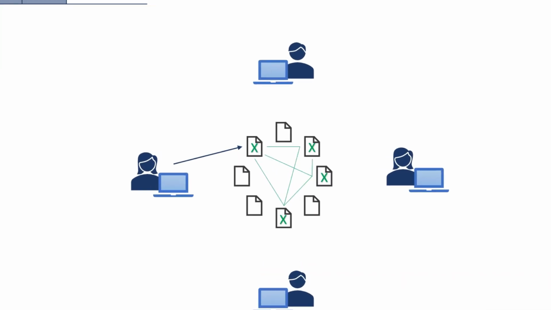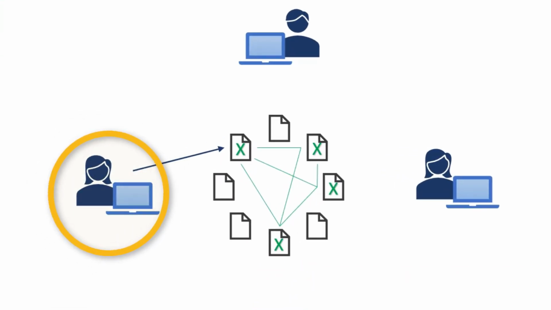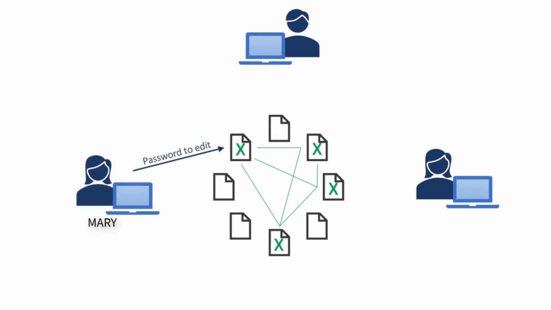So let's pretend this user, let's call her Mary, wants to use that Excel file. She's prompted to enter a password if she wants to edit the file, and when she enters the password, she gets access to that file, and the file should be locked for editing. So this is the behavior that we expect from Windows.